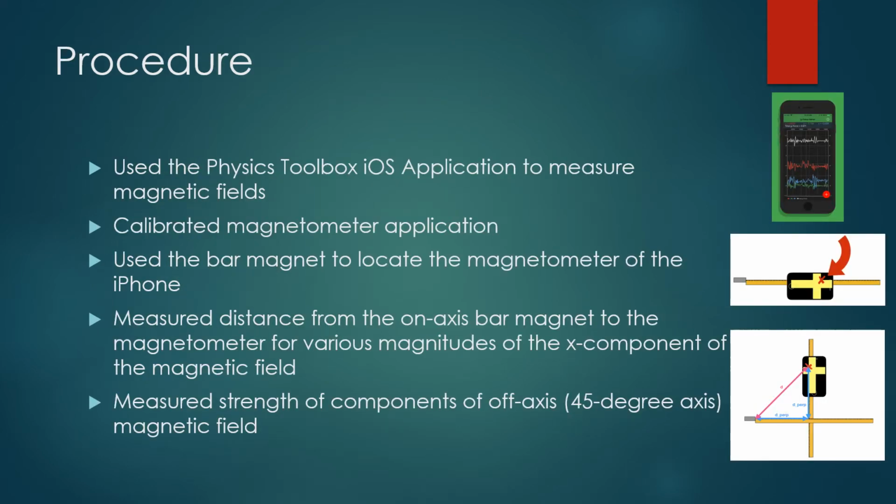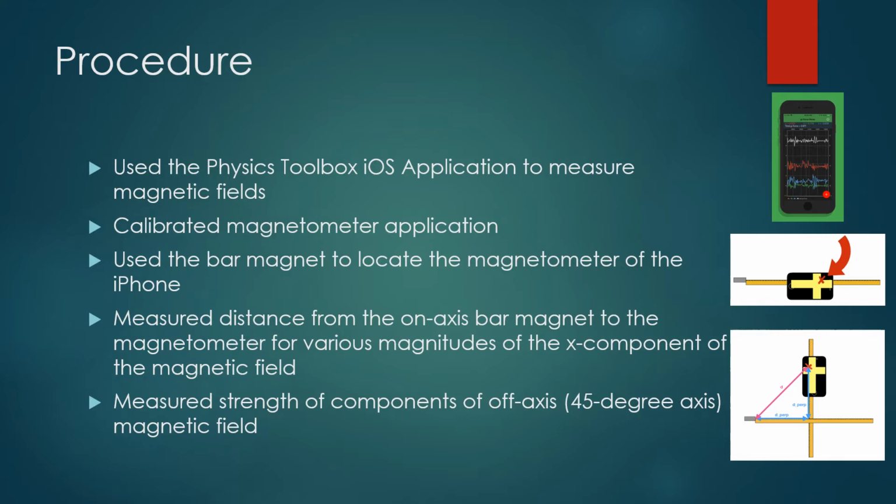So now for the procedure. I used the Physics Toolbox iOS application to measure magnetic fields and their components. First, I calibrated the magnetometer application. Next, I used the bar magnet along with the meter stick to locate the magnetometer on my iPhone using various minimization and maximization techniques.